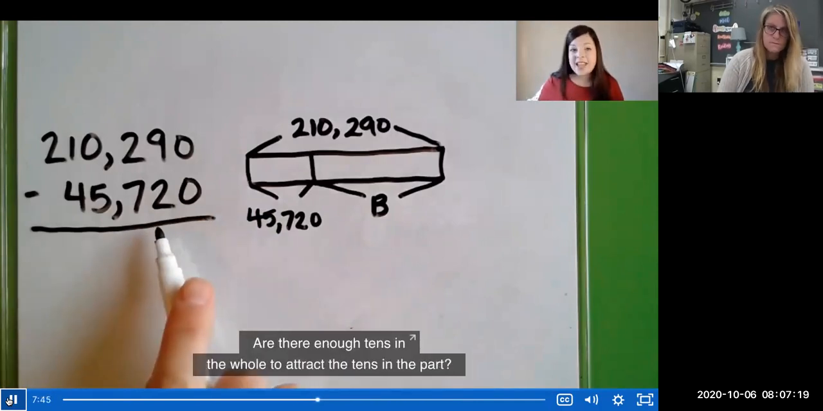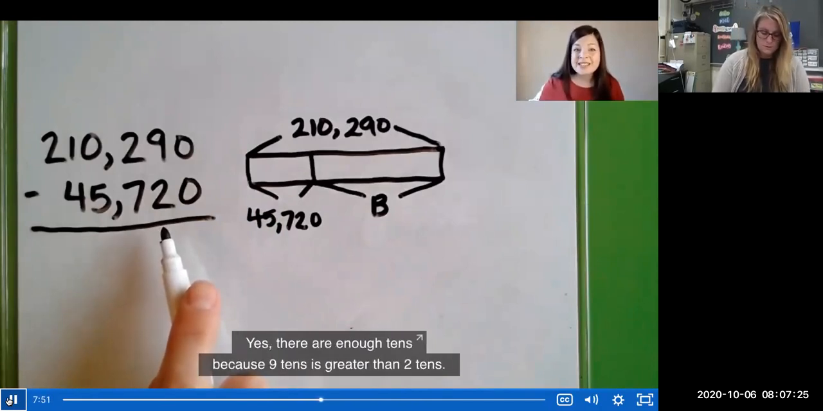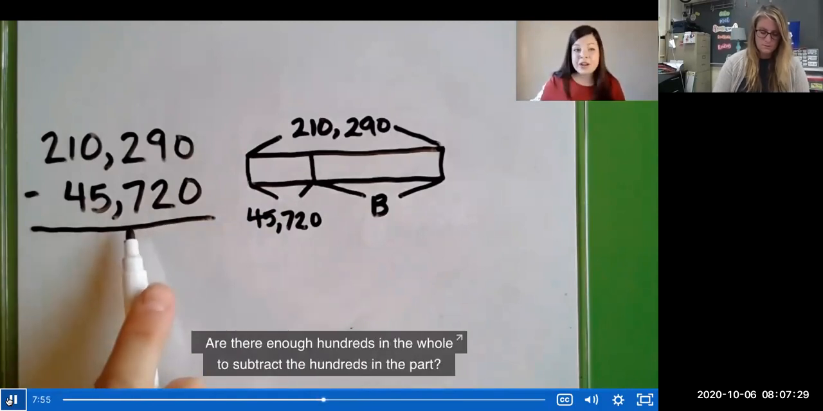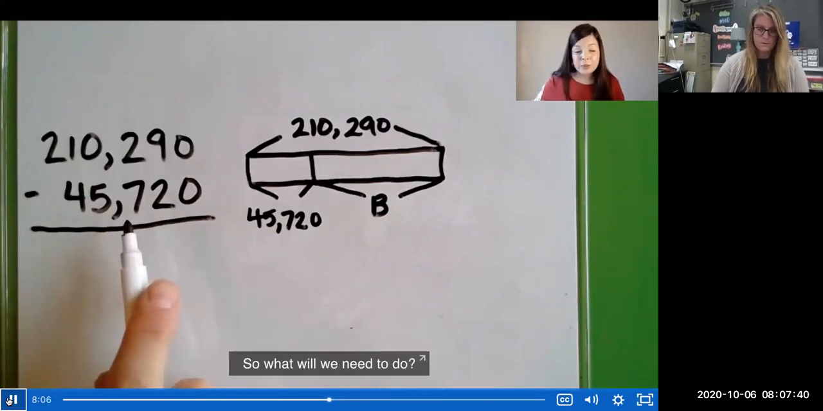Are there enough tens in the whole to subtract the tens in the part? Yes, there are enough tens because 9 tens is greater than 2 tens. Are there enough hundreds in the whole to subtract the hundreds in the part? Nope, there aren't enough hundreds because 2 hundreds is less than 7 hundreds. So what will we need to do?